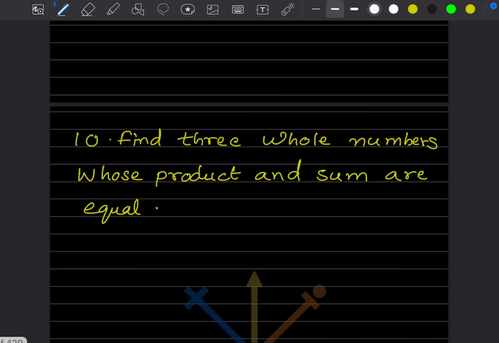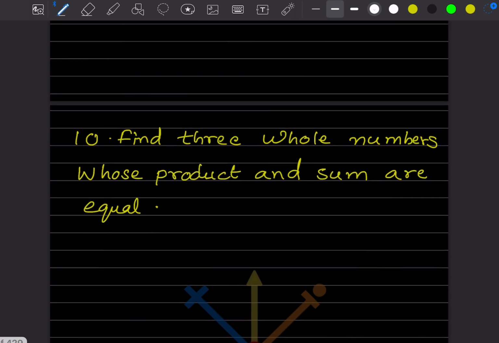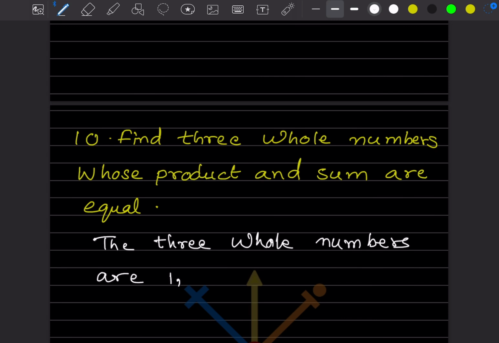Now find three whole numbers whose product and sum are equal. So now let us check what will be the whole numbers here. We want the three whole numbers. So now let us write the three whole numbers. They are 1, 2 and 3.